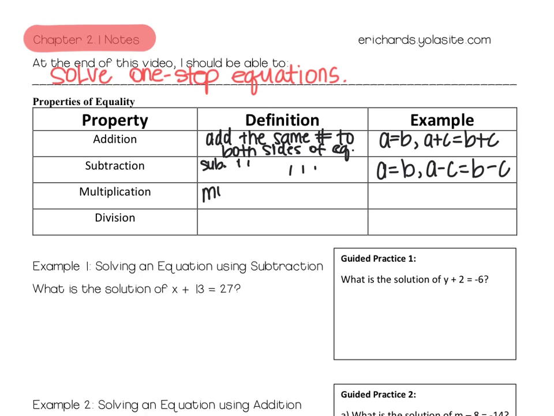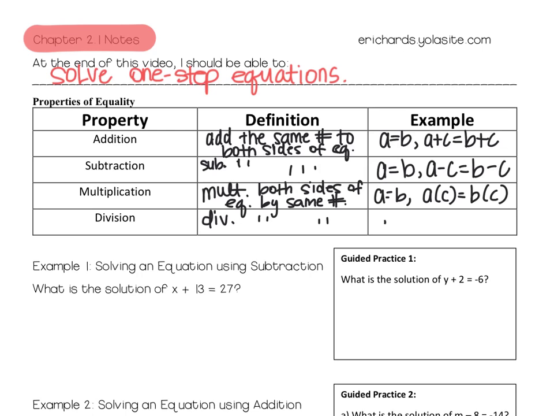The multiplication property states that you can multiply both sides of an equation by the same number. So if I have A equals B, then I can do A times C equals B times C. And then the division property states that you can divide both sides of an equation by the same number. So if I have A equals B, then I can do A over C equals B over C.